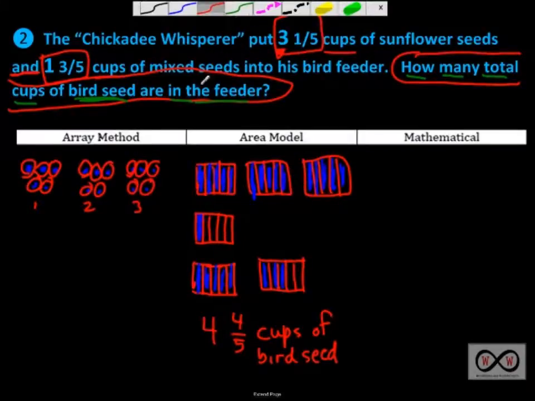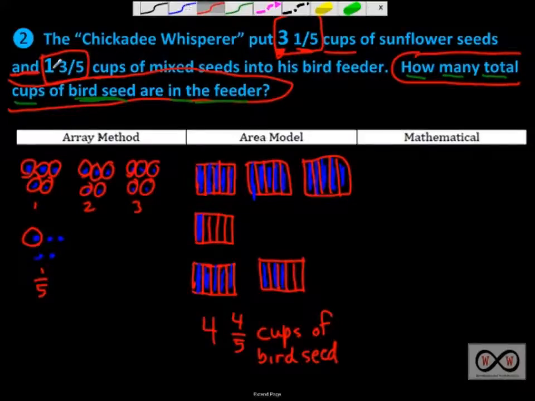And now we have to show 1/5 of another. No problem. We've got 1, 2, 3, 4, 5. And we're showing this as 1/5, that fractional part of the mixed number up there. There's the 1/5. Yep, and there's the 1/5. I'll just write it under there, 1/5. And now we have to add to it the mixed seeds that the chickadee whisperer put in his feeder. We've got 1 3/5. We have to show that.